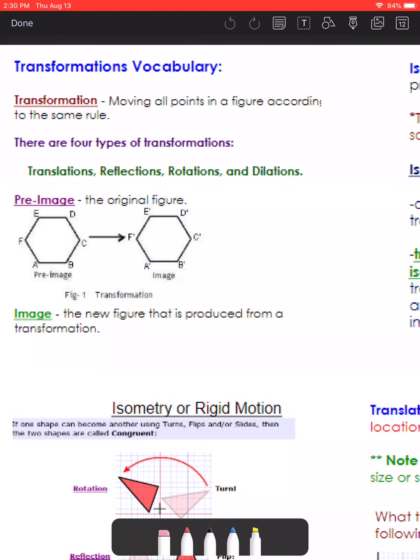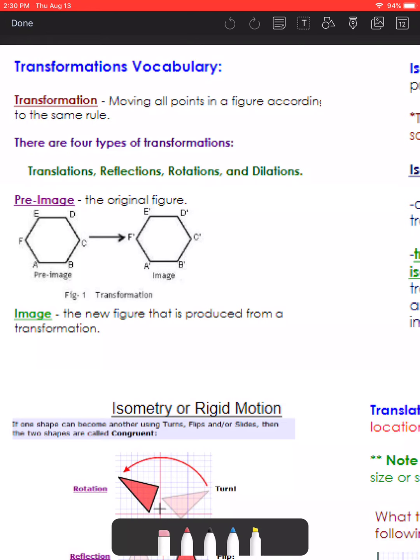So first of all, let's talk about what a transformation is. A transformation is moving all points in a figure according to the same rules. Okay, so taking one figure, moving it to another place, but all the points in that figure get moved by the same rule. There are 4 types of transformations that we can look at: translations, reflections, rotations, and dilations.